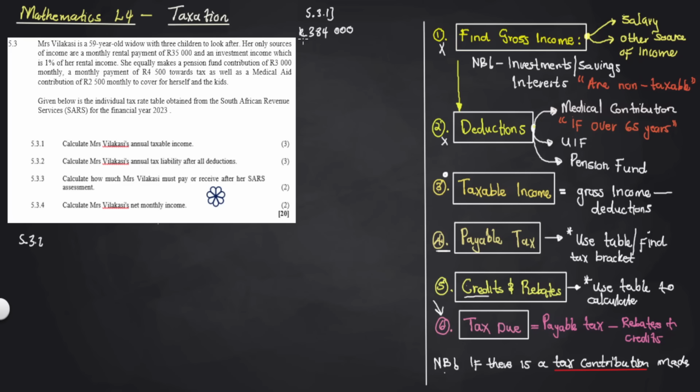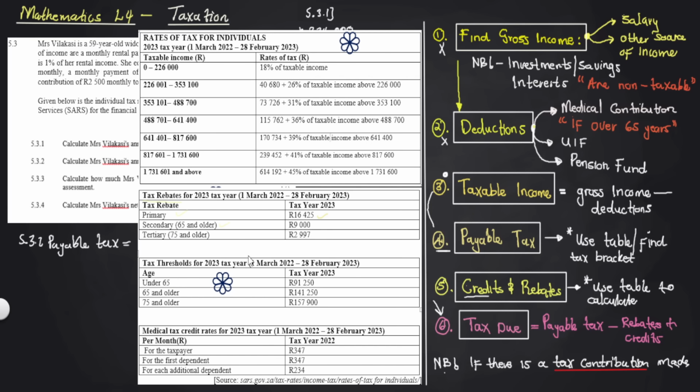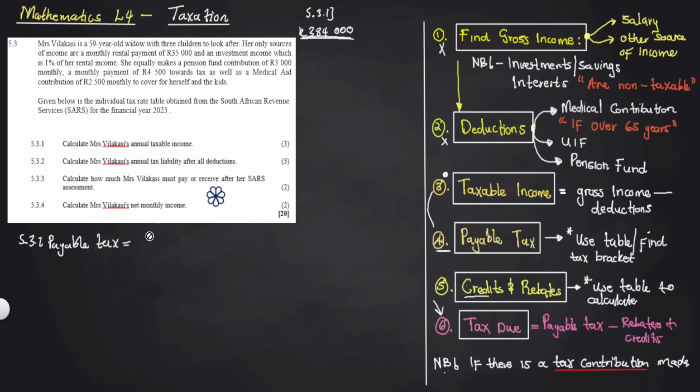All right, so this is the taxable income we calculated in 5.3.1. Let's use the taxable income to calculate the payable tax. So the payable tax is equal to 384,000. Under which bracket does it fall? 384. That's bracket number 3. It's this bracket. 384 belongs within this range, so it's going to be bracket number 3.